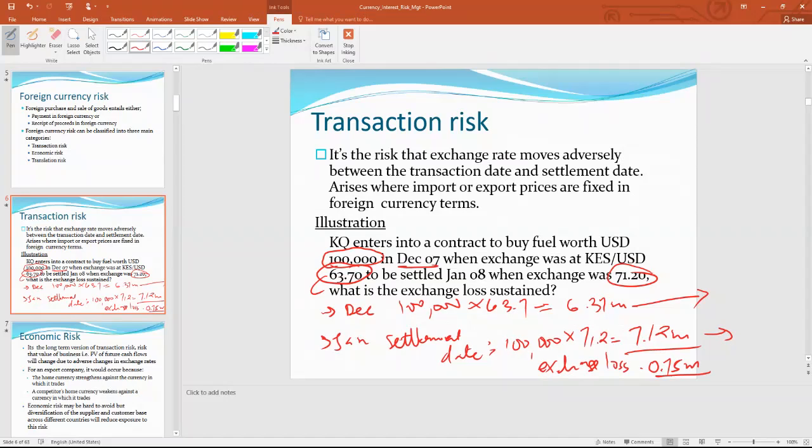In case you are an exporter, then in this scenario you'll be very happy. If, for example, you have a customer who is meant to pay you $100,000, then you'll be making a gain. If you receive the money today in December, this is the amount you're meant to have received, but if you receive the same amount of money in January, you receive more. Therefore, in that context, this is not a loss for you. In case you are an exporter, it's a gain to you.